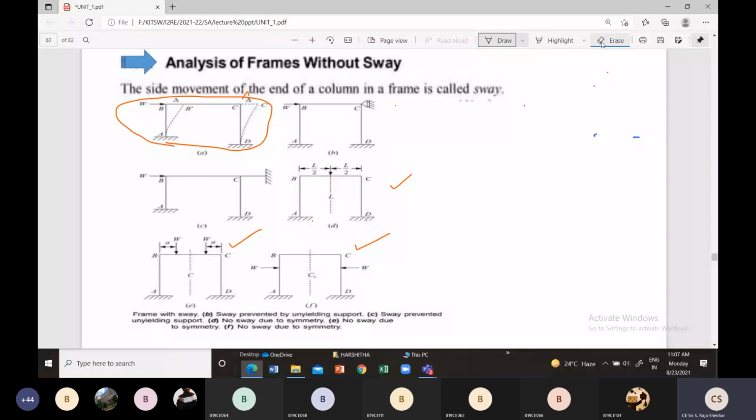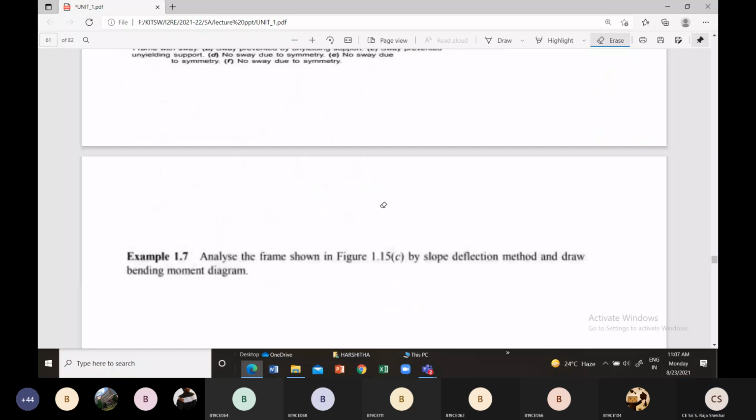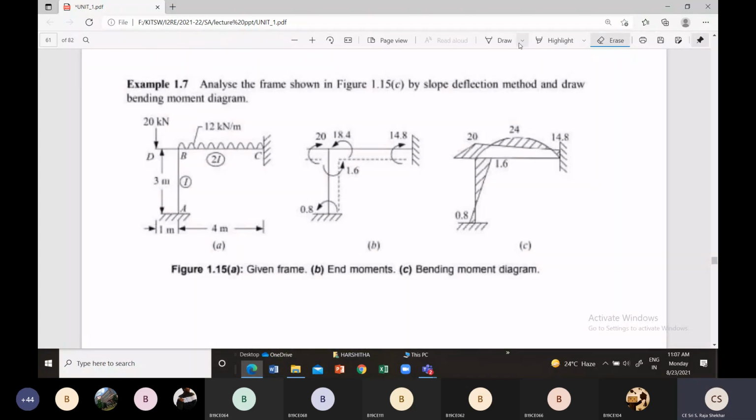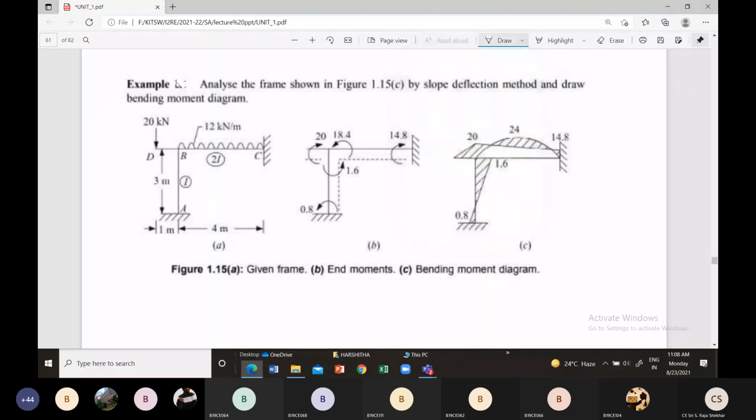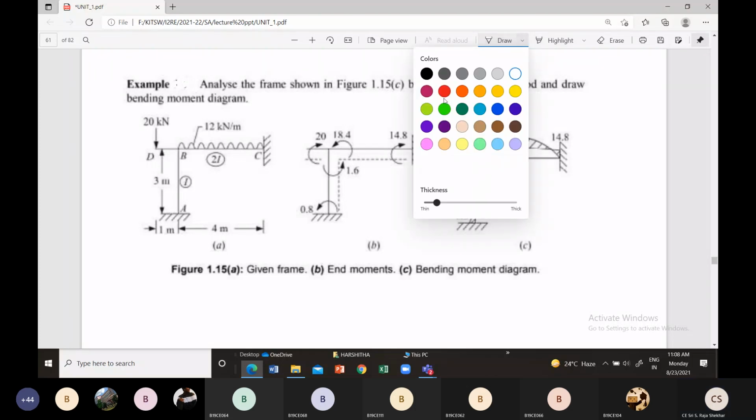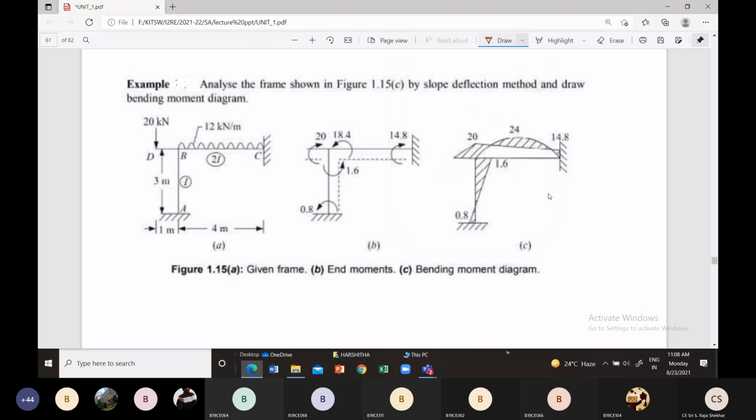Students, I hope you understood the difference between sway and non-sway. Now we are going to see one problem: analysis of frames by the slope deflection method of analysis, and draw the bending moment diagram. So this is the frame. First we need to identify whether this is a sway frame or a non-sway frame.